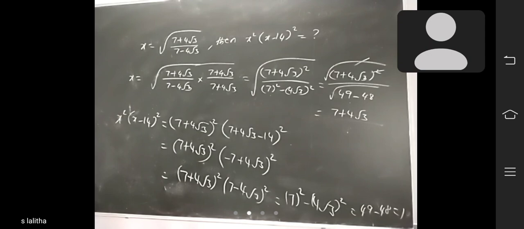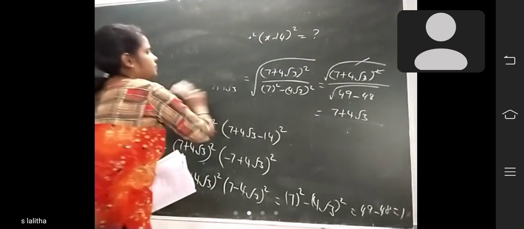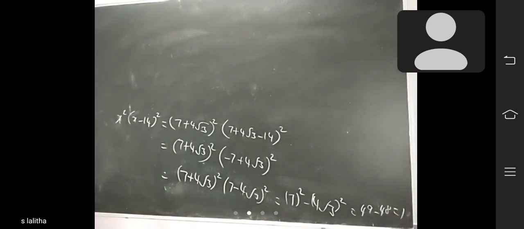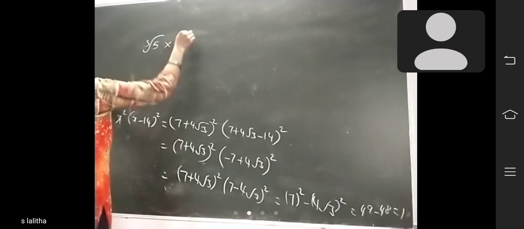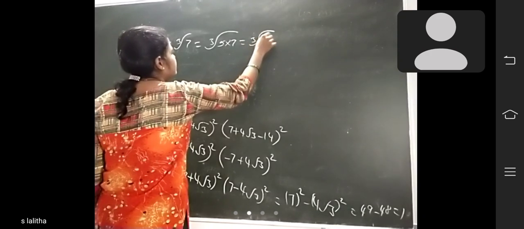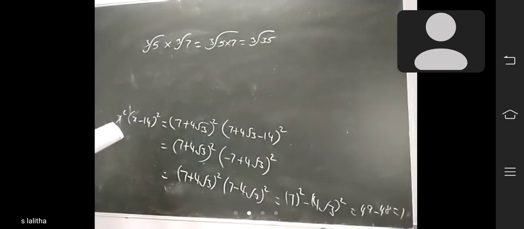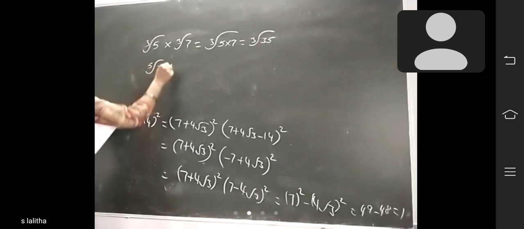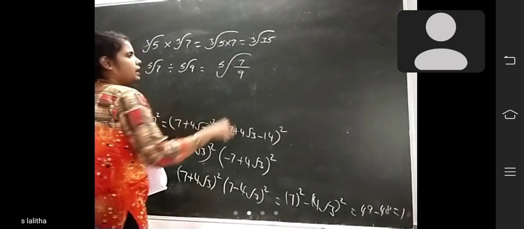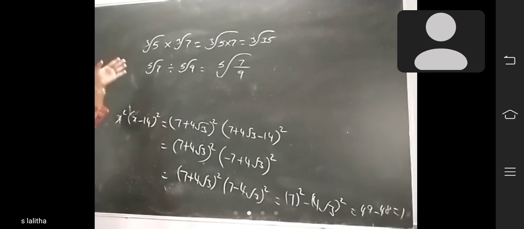Next, multiplication and division of surds. Already I explained yesterday multiplication and division of surds. How can you do this one, children? Cube root of 5 into cube root of 7. How can you write? Cube root of 5 into 7. That means cube root of 35. Like that. Okay. Next one. Fifth root of 7 divided by fifth root of 9. How can you write this one? Fifth root of 7 by 9. Okay. So this is the multiplication and this is the division.